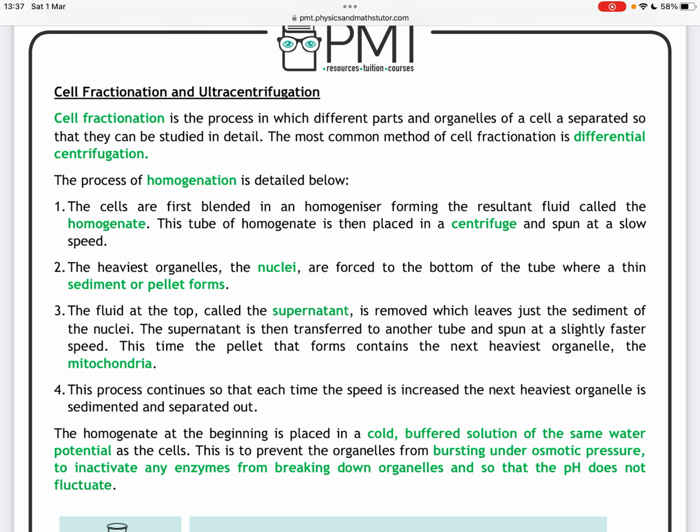The heaviest organelles, for example the nuclei, are forced to the bottom of the tube where a thin sediment or pellet forms. The fluid at the top, called the supernatant, is removed, which leaves just the sediment of the nuclei. The supernatant is then transferred to another tube and spun at a slightly faster speed. This time, the pellet that forms contains the next heaviest organelle, the mitochondria. This process continues so that each time the speed is increased, the next heaviest organelle is sedimented and separated out.